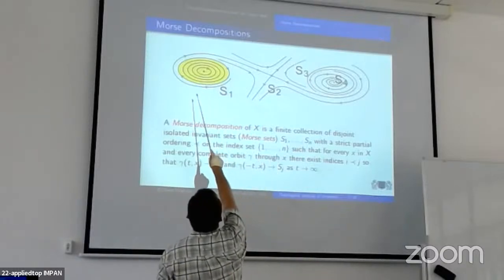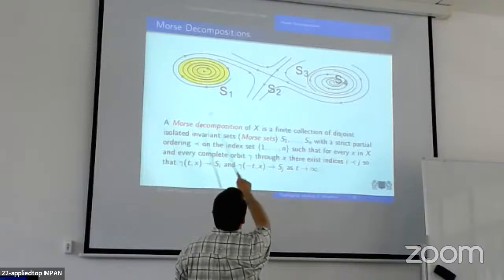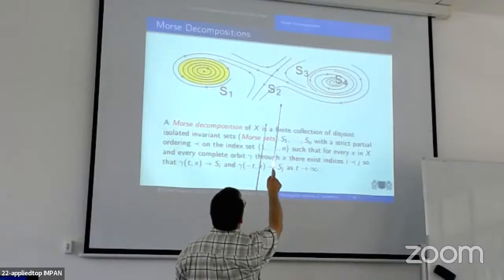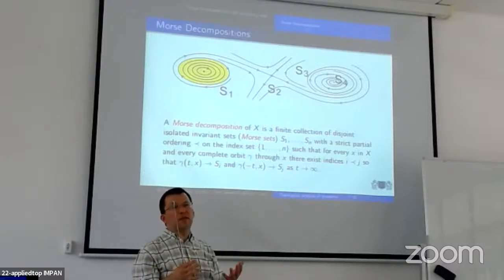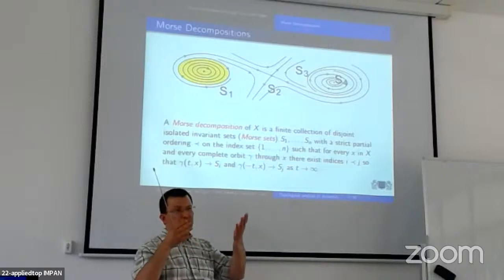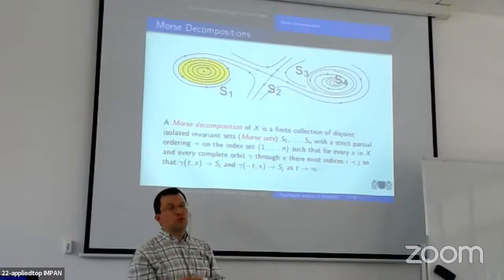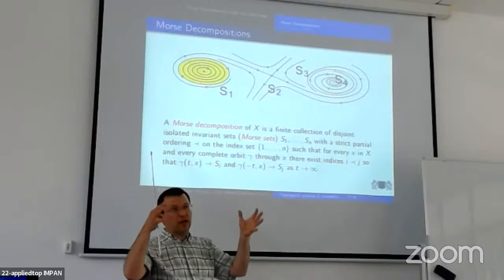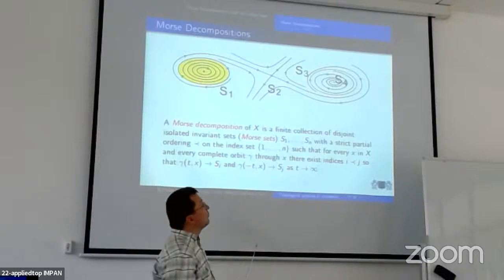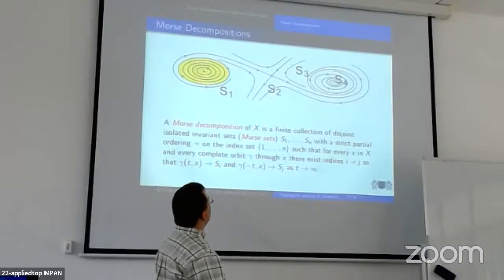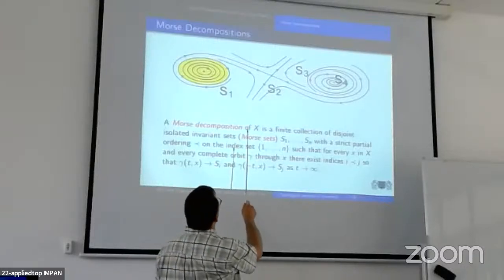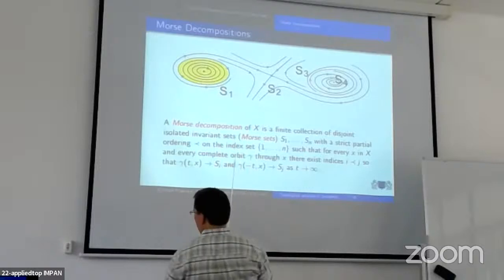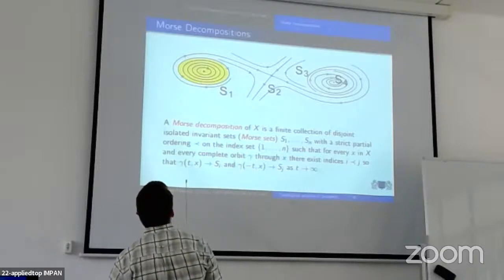So we look at all the isolated invariant sets, and we would like to put them in such an order that the flow mimics this gradient situation. In the gradient flow, it is not possible to go back to a higher level because all the dynamics flows downwards. We would like to have the same situation here. So this is a formal definition, but I'm not going to read it. I'm just going to explain what it looks like here.